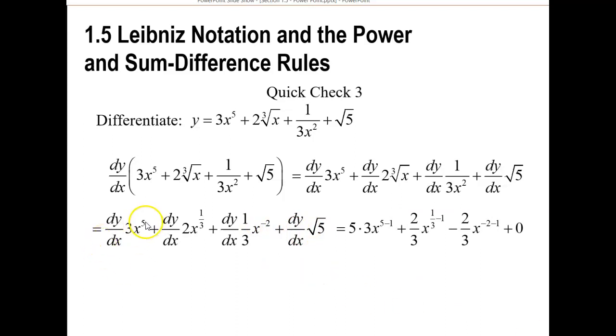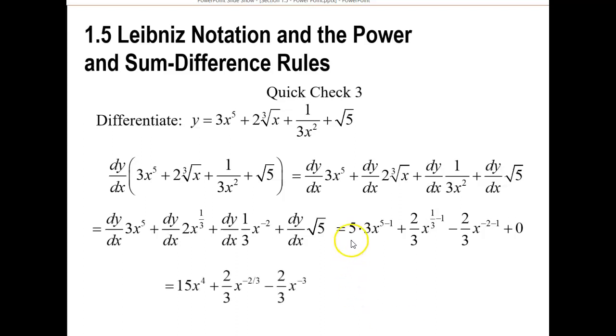All right, so our first one here, 5 will come down in front. You get 5 multiplied by the 3, x to the new power is 5 minus 1. Here, the 1/3 will come down in the front, so when I bring down the 1/3, I get 2/3 x, and then 1/3 minus 1 is the new power. In the next term, we're going to bring down the 2, so we're going to get -2/3, the new power, -2 minus 1. And then that last term, because there's no x's involved, it's just a constant, its derivative is 0.